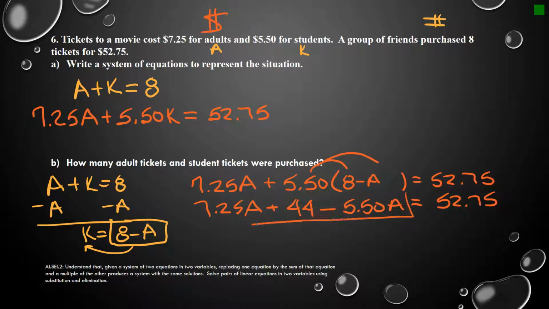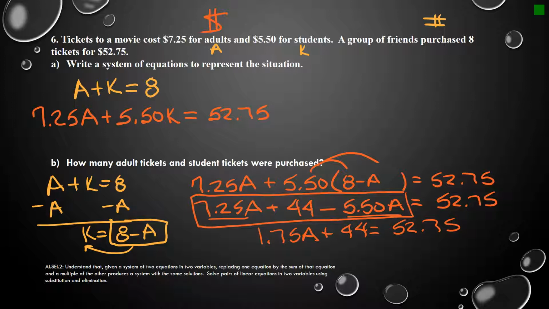Purple pen. Whoops, it didn't switch. Over here, I want to add the like terms. I want to take 7.25 minus 5.5. I would love to do that, but so far I haven't hit the right buttons yet on my phone. 7.25 minus 5.5, I get 1.75A plus 44 equals 52.75. Okay, the cat is starting to drive me crazy, guys. There's our secret word. The cat is driving me crazy.